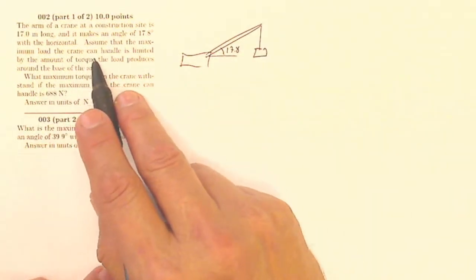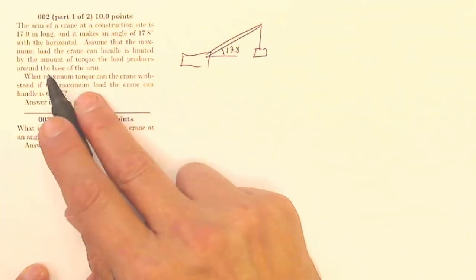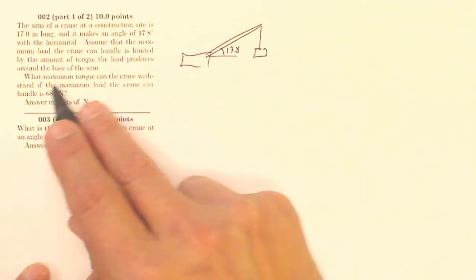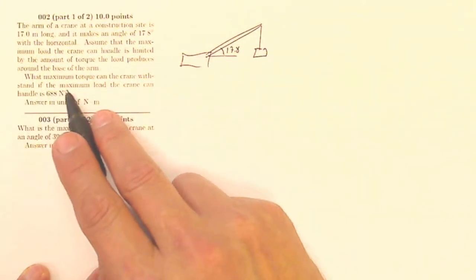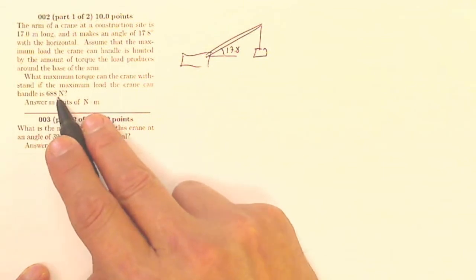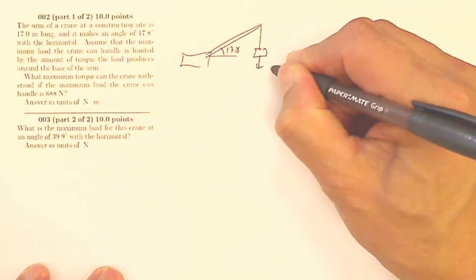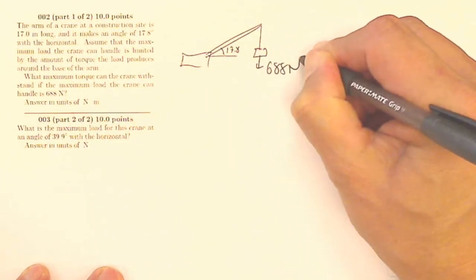Assume that the maximum load the crane can handle is limited by the amount of torque the load produces around the base of the arm. What maximum torque can the crane withstand if the maximum load the crane can handle is 688 newtons? So this force right here is 688 newtons.